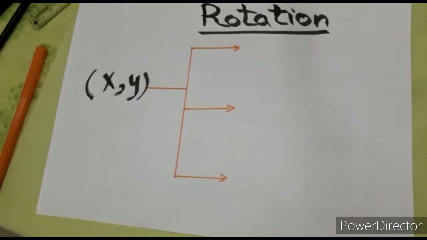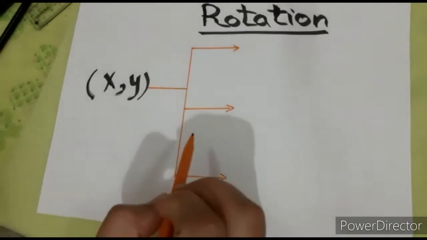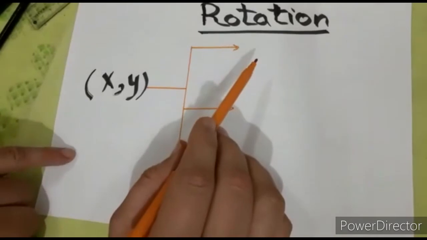My students, our lesson today is rotation. Rotation is a type of transformation which divides into three types: reflection, translation, and rotation. Our lesson today is rotation.